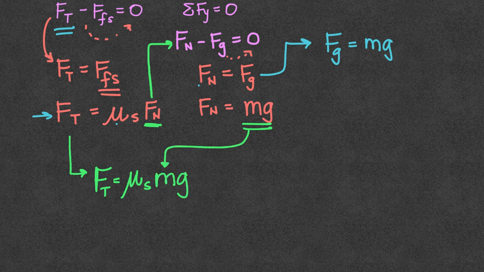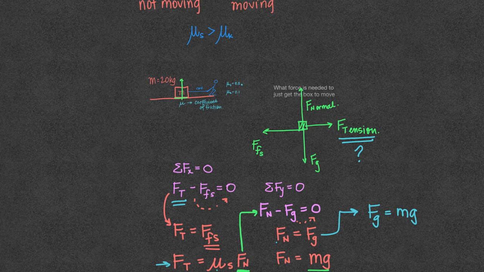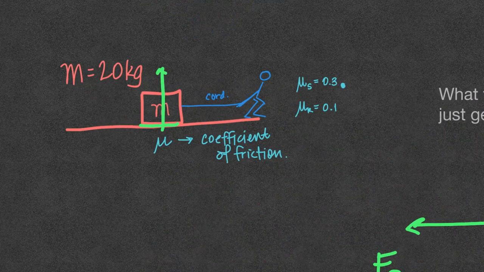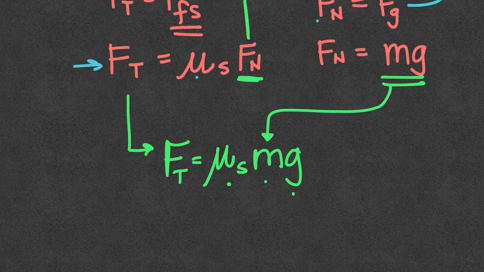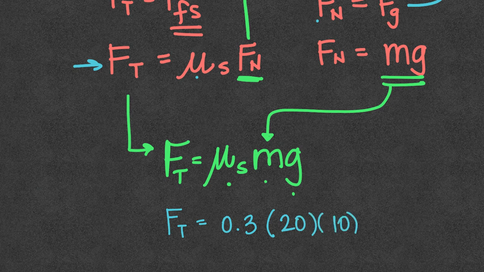So m times g. And then all I need is the coefficient, the mass, and the gravitational field. So if we go back up to our problem, we can see the mass of the box is 20 kilograms, and the coefficient of static friction is this 0.3 given there. So now I can take those numbers and substitute them back in down here. So now the force tension would be equal to 0.3 times 20 kilograms times 10, which should be 60 newtons. Remember, Newton is the unit for force.